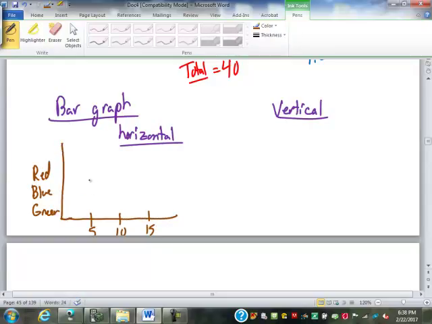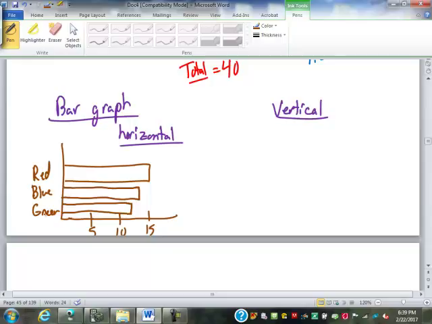Now I'm going to make a bar for each of them. Red was 15, so I'm going to make that bar up to 15. Blue was 13, so that bar goes up to about 13. And green was 12, so that bar will go up to 12.